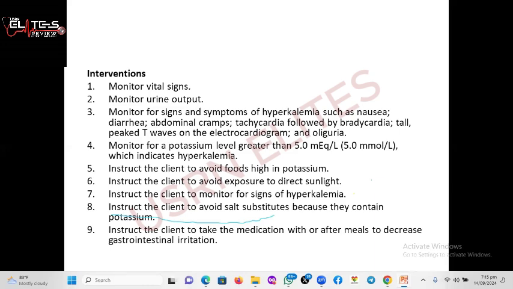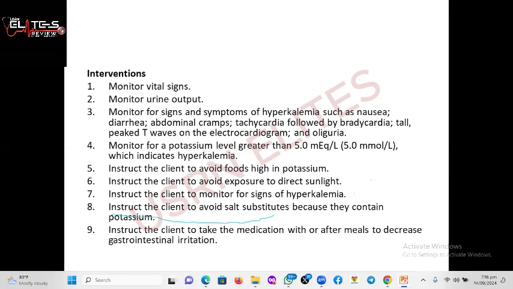It's something I want us to take note of. Then the potassium level should remain within 3.5 to 5.0. Anything above 5.0 is a cause for concern. You have to limit the intake of a high potassium diet. Exposure to direct sunlight should be avoided. Then you have to monitor for the signs of hyperkalemia. And then salt substitute. Any person taking potassium sparing diuretics needs to avoid salt substitute, because salt substitute also contains high potassium.